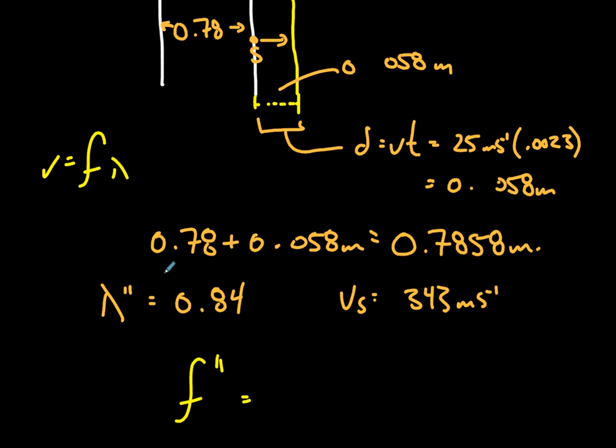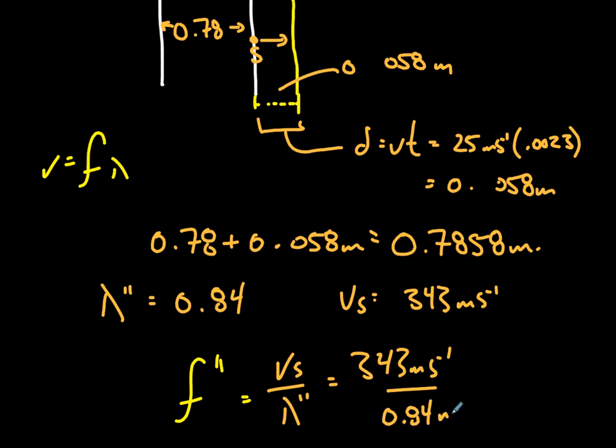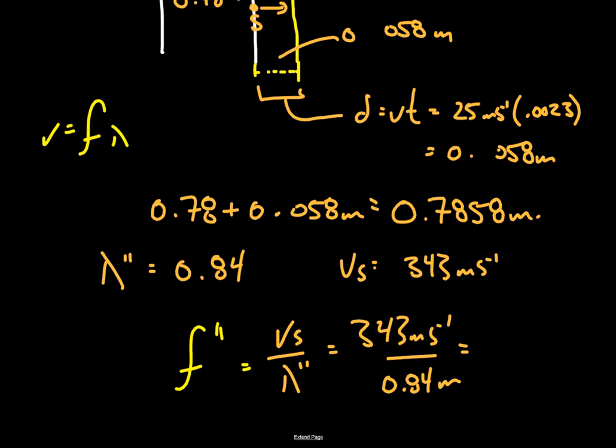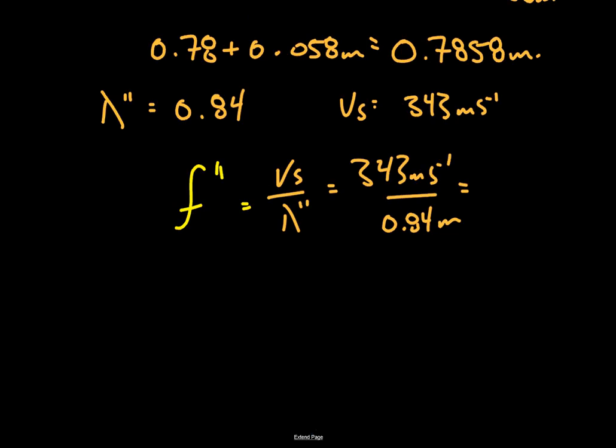Anyway, the new frequency then is the velocity of sound in air divided by the double prime, or the secondary wavelength. So we've got our 343 meters per second divided by 0.84 meters. And we get a frequency behind this ambulance of 408 hertz.